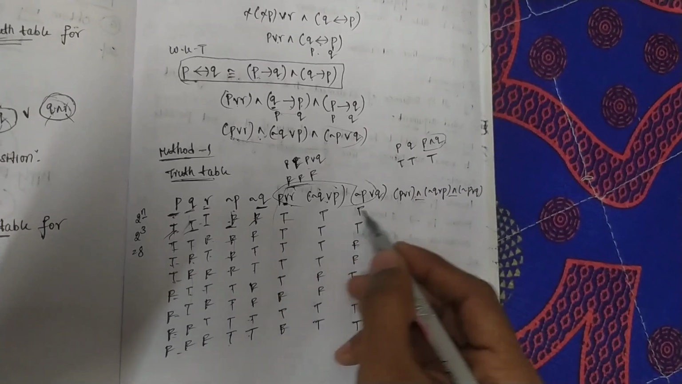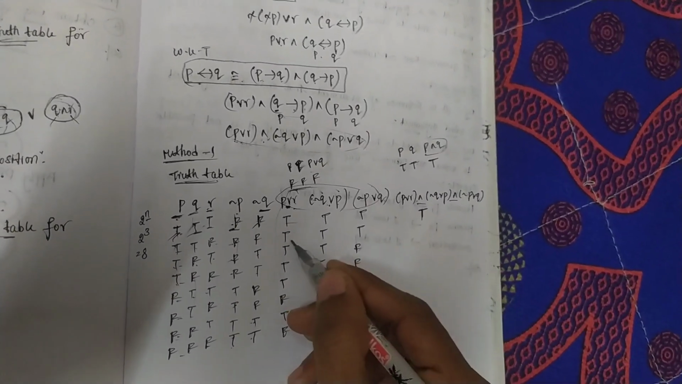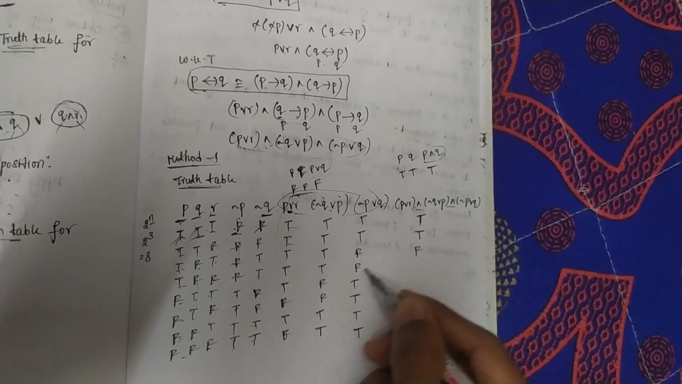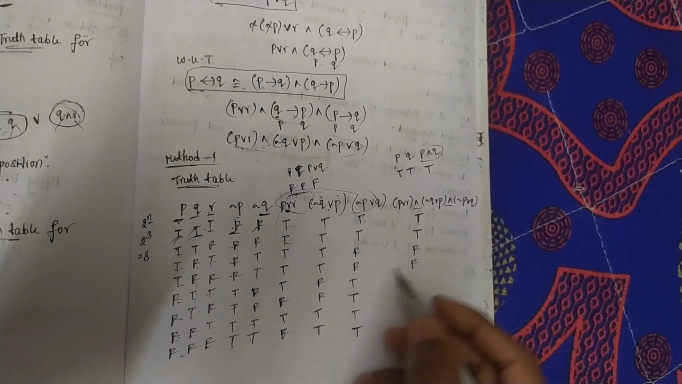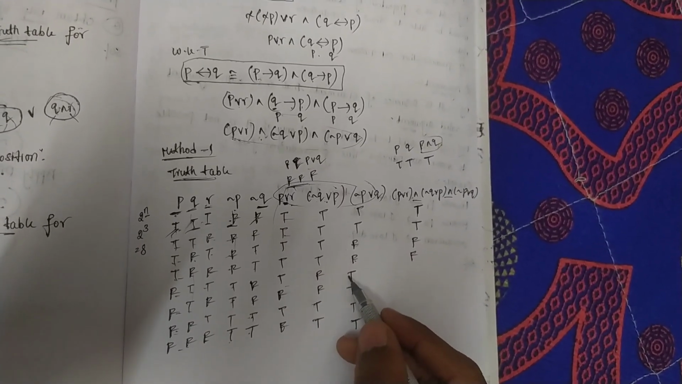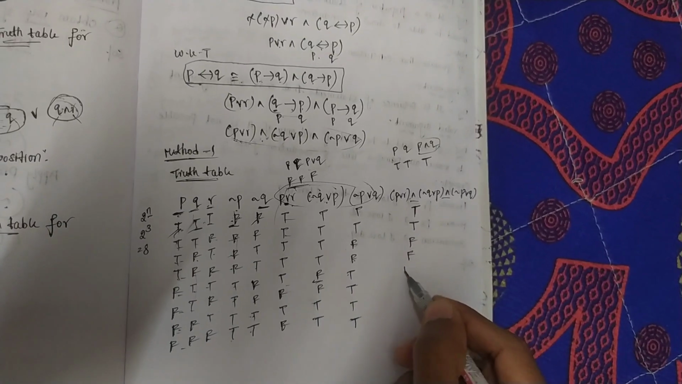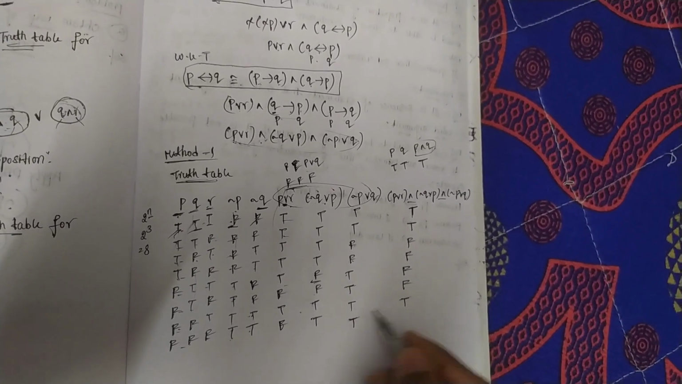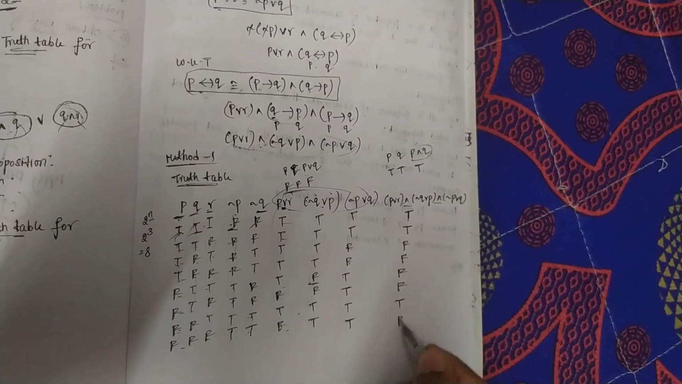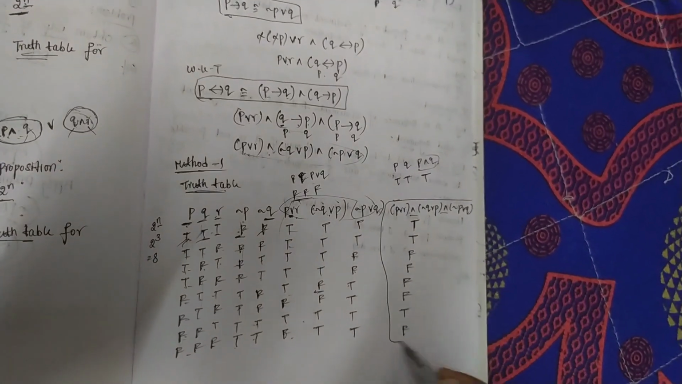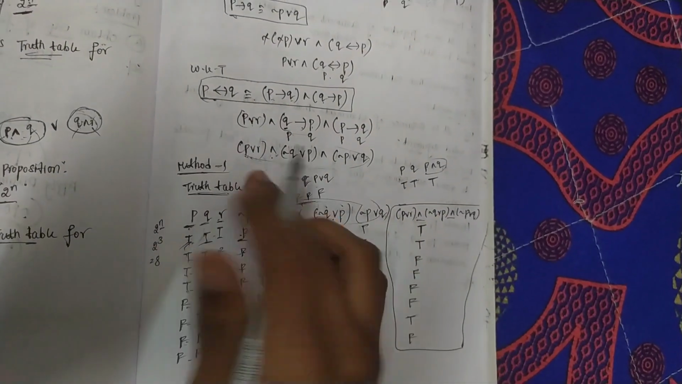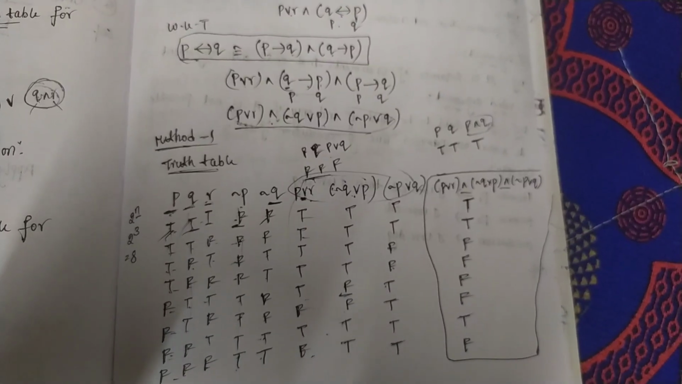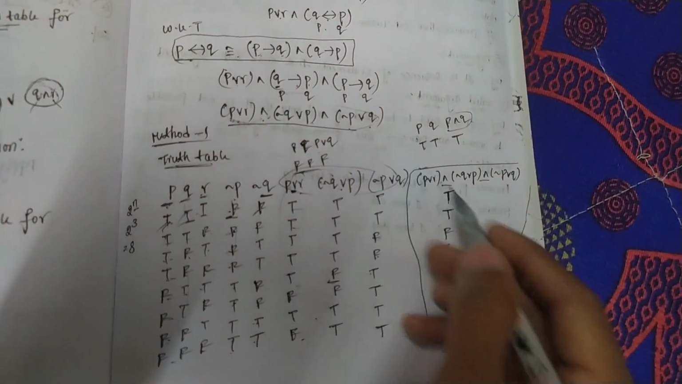Here all are true, so it is also true. Here also all three are true, so it is true. Here one is false, so false. It is also false, so here also false. Here also one single false is there, so false. Here also two false, false. It has true, and here also one false is there, so false. These are the truth values of P or R, and negation Q or P, and negation P or Q values are here.